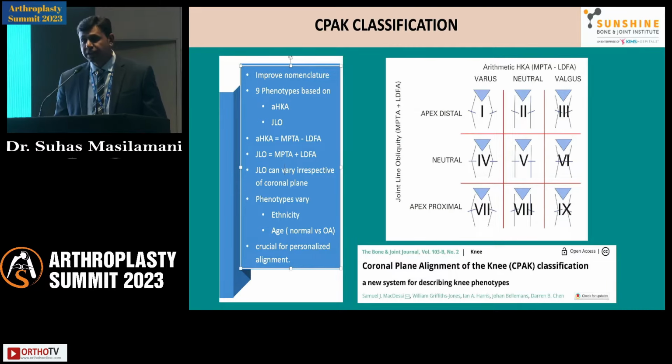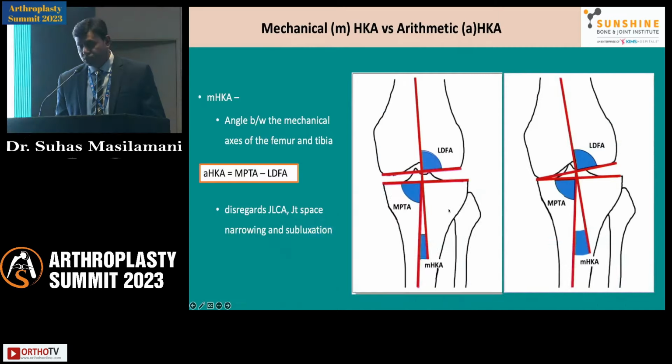Here, MacDessi divided the knee phenotypes into 9 grids. This is based on 2 calculations. One is the arithmetic HKA and the other is joint line obliquity. And in the vertical slides, you can see that you either have constitutional varus, neutral, or constitutional valgus. This is based on the alignment. And based on the joint line obliquity, you either have apex distal, where the lines meet distally, neutral, or apex proximal. So how do you calculate the arithmetic HKA and the joint line obliquity?